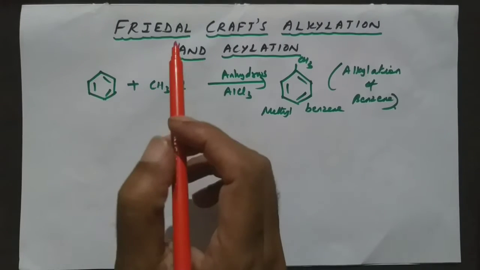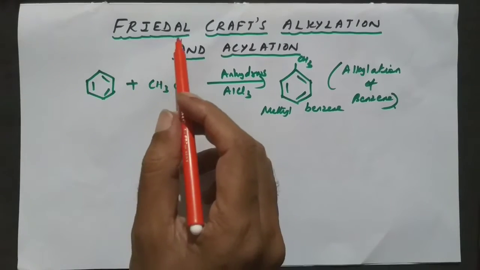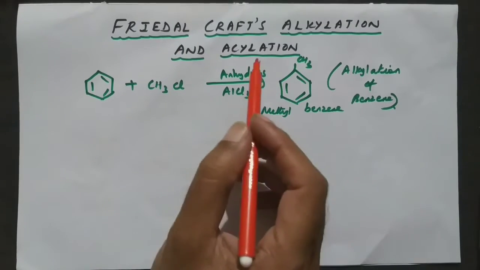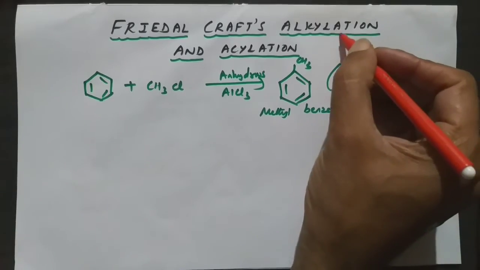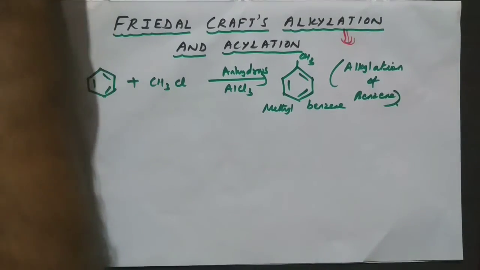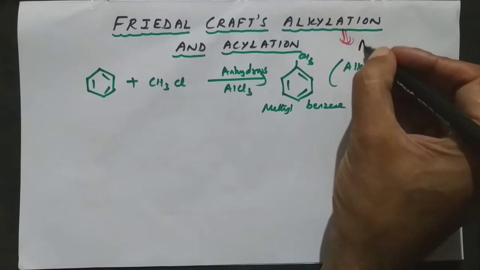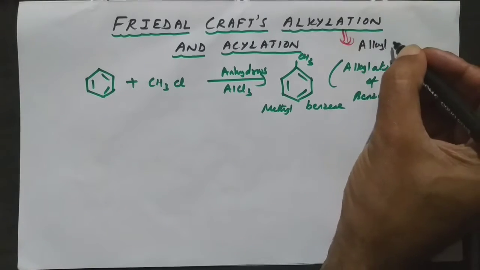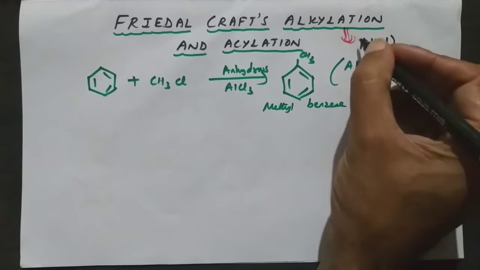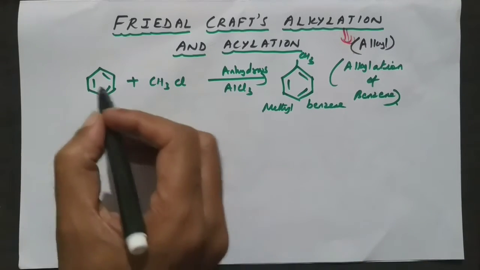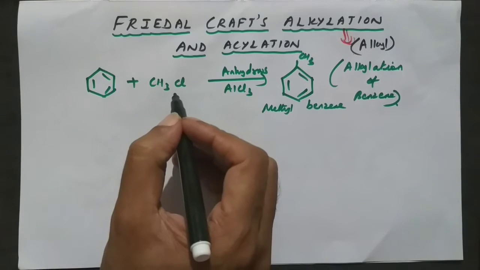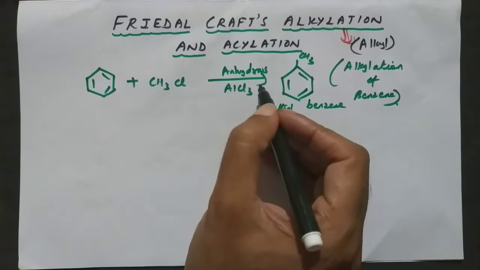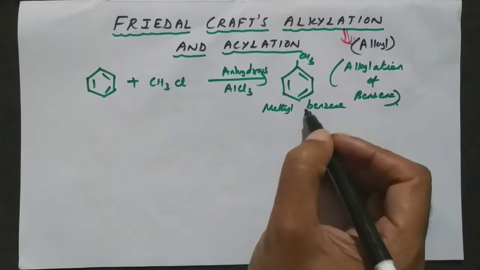In this video, I will discuss the Friedel-Crafts alkylation and acylation. Alkylation means introducing an alkyl group. When we introduce an alkyl group, we call it alkylation. That is, introduction of an alkyl group into the benzene ring. Let me take benzene, and when I treat it with an alkyl halide in the presence of AlCl3, we get methyl benzene.